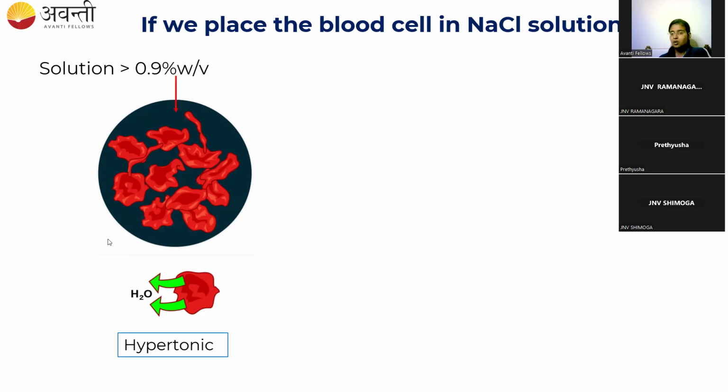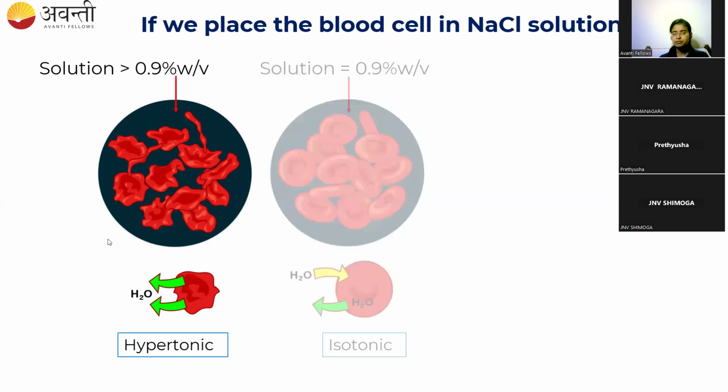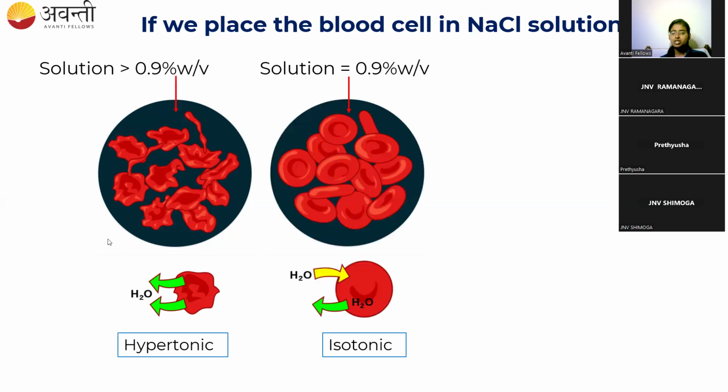First of all, if the solution concentration is more than 0.9 percent mass by volume, then the water which is present inside the blood cell will go out of it and enter into the solution. In this case, it is called a hypertonic solution. And if the blood cell is placed in a solution in which the concentration is equal to 0.9 percent mass by volume, then the water coming inside and the water going outside will be the same. In that case, we call it isotonic.